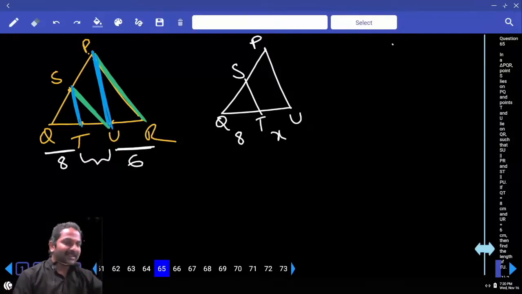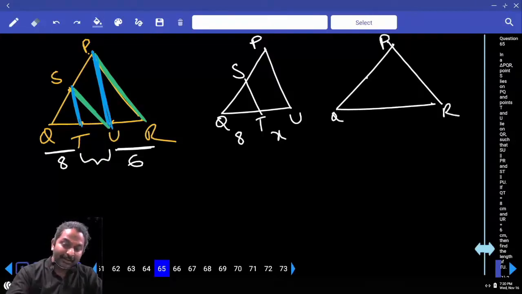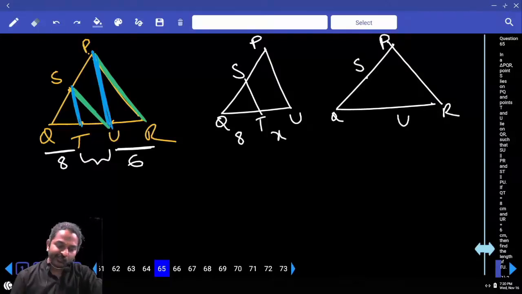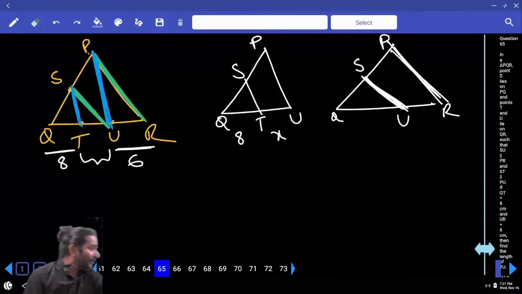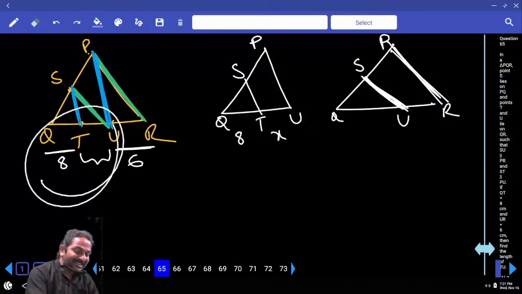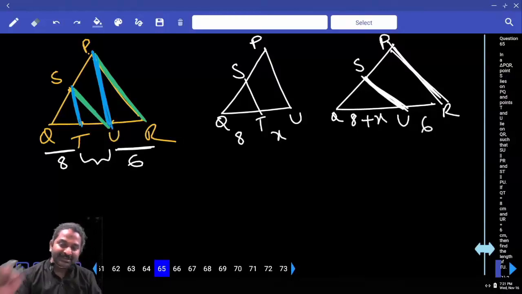Again I will take the entire triangle, P, Q, R, S here and then U here. Now I will take SU parallel to PR. Q and U, this is the distance, right? How much is that? 8 plus X. How much is UR? 6.